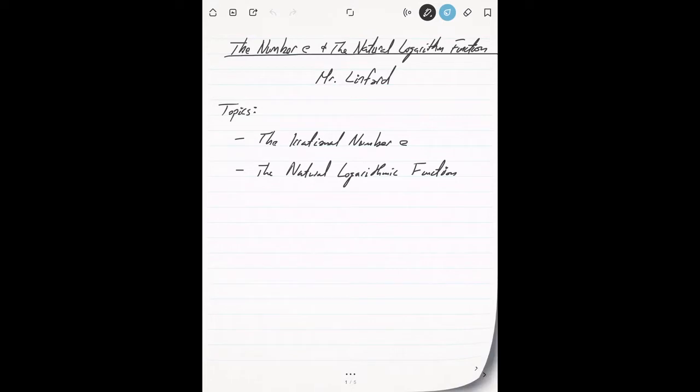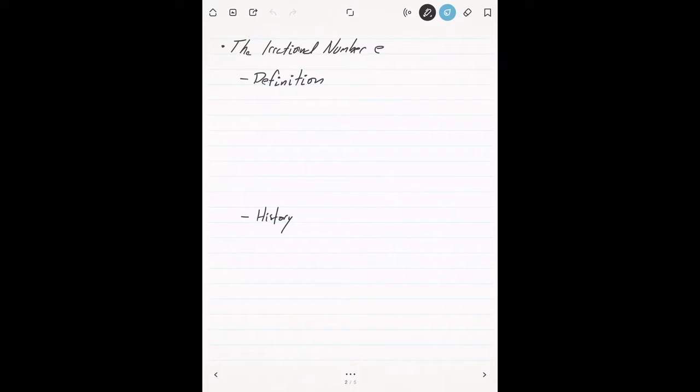Now, the number e is an irrational number. It is a value or a constant, kind of like pi. It's a number that goes on forever and ever as a decimal approximation, and it never repeats a pattern. So e, very similar to pi, is a non-terminating decimal as we approximate it, and it never has a repeating pattern to it. Now, unlike pi, e doesn't really come from anything geometric.